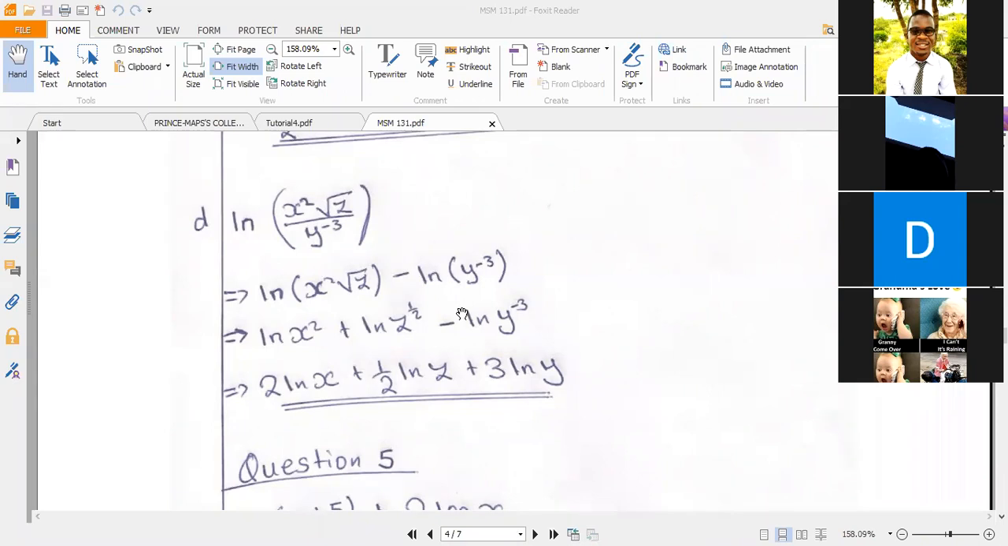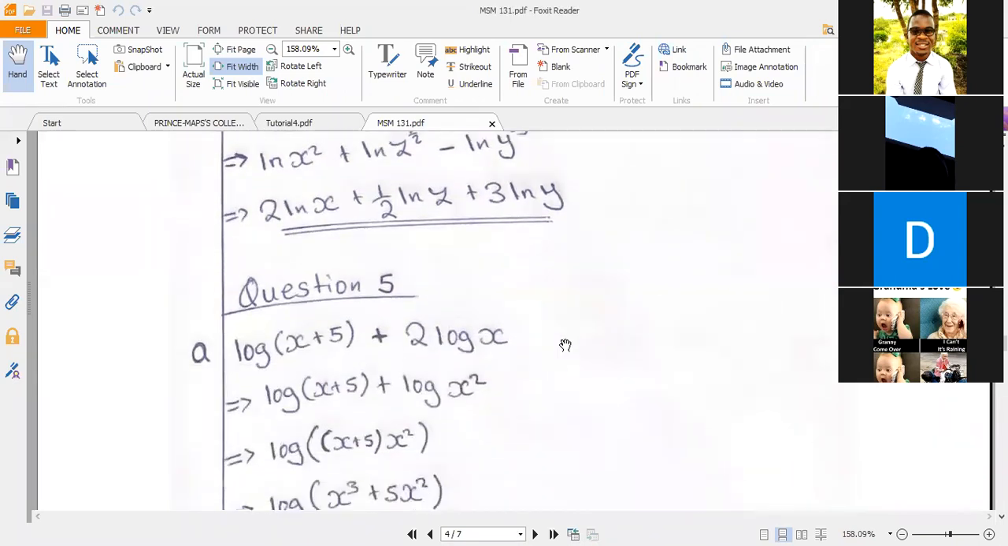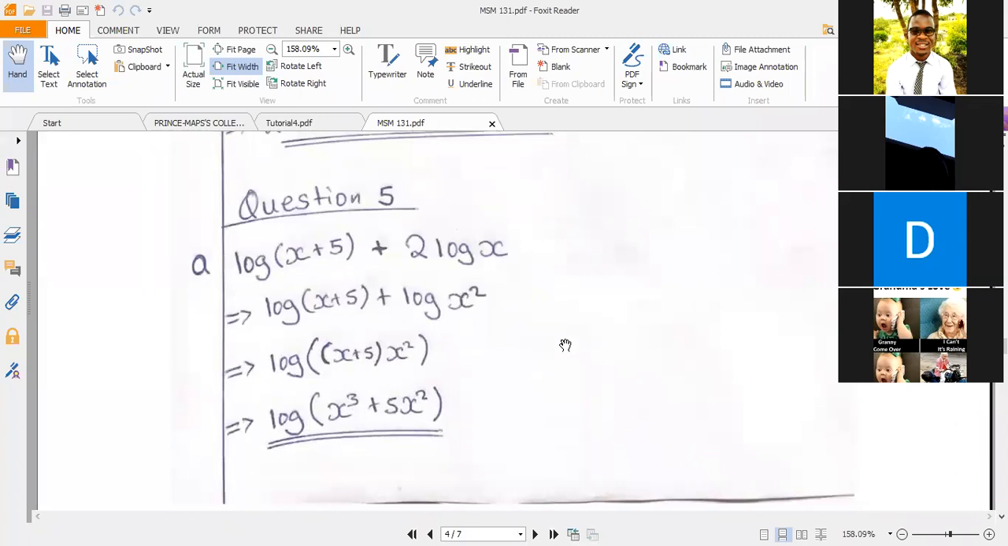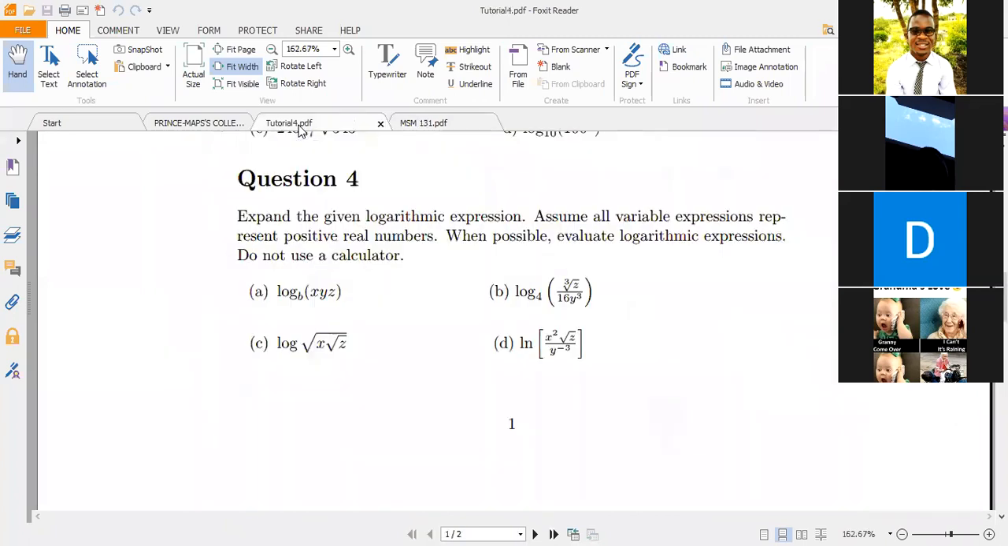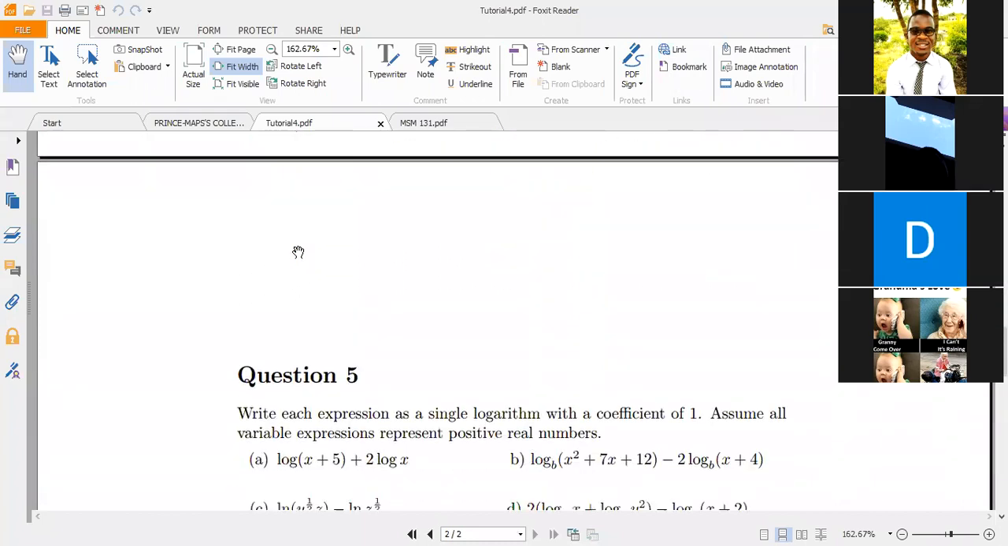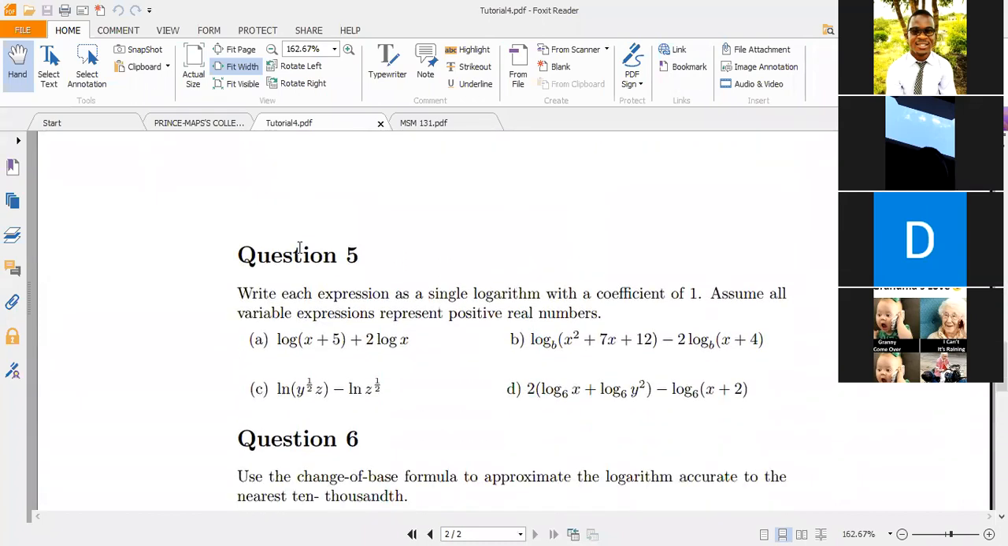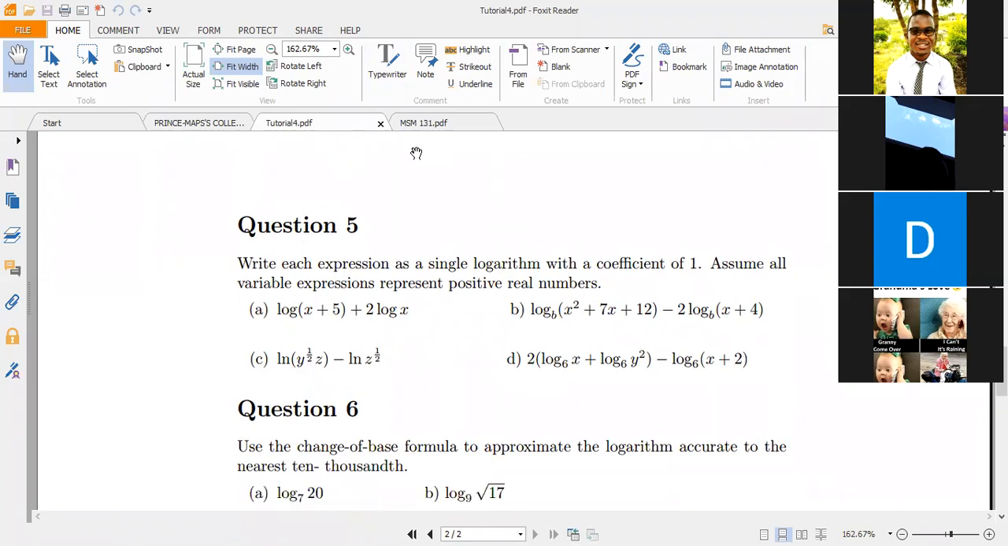So let's proceed. Question 5. So we go to our tutorial sheet. What is question 5 asking us to find? Question 5 is asking us to write each expression as a single logarithm with a coefficient of 1. Assume all variable expressions represent positive real numbers. So how do we do that?